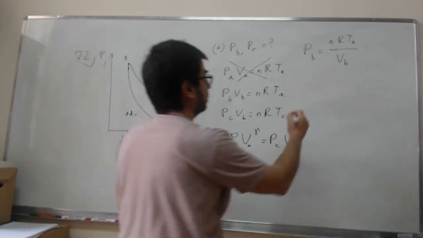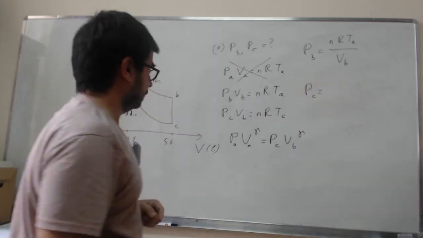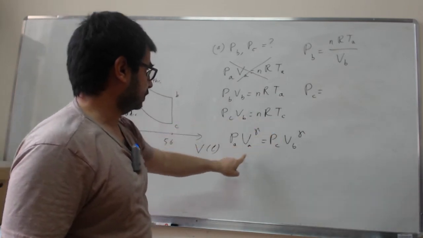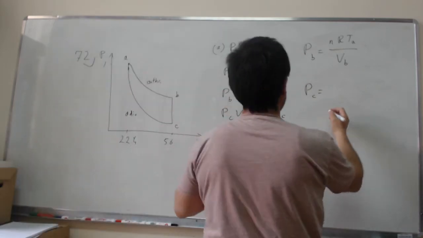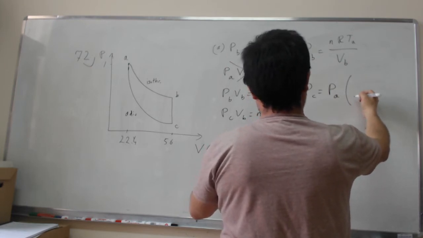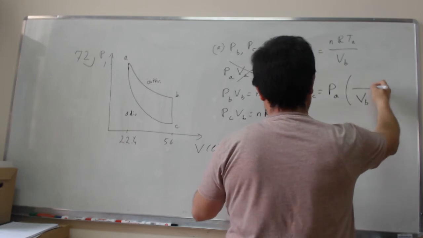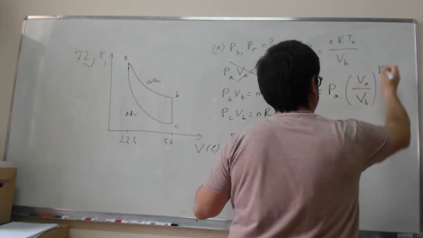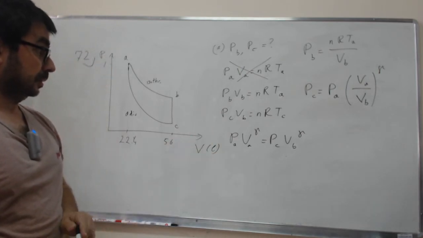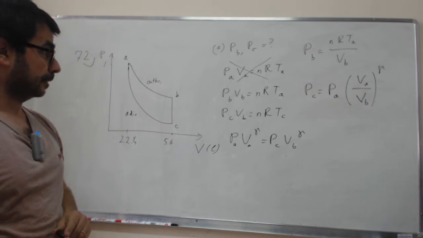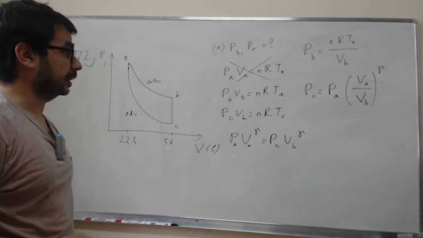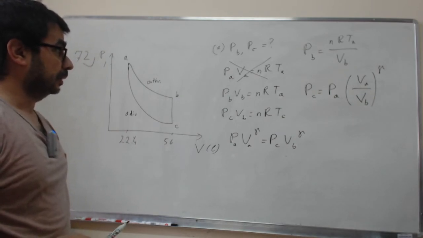And for PC, can we use this formula? Not really, because we don't know TC either. Can we use this formula? Yes. So PC is going to be PA times VA to the gamma over VB to the gamma. So you just take this formula and use it to find PC. Again, you know that this ratio is 2.5, it's given, and you know PA. Okay, so this is part A.